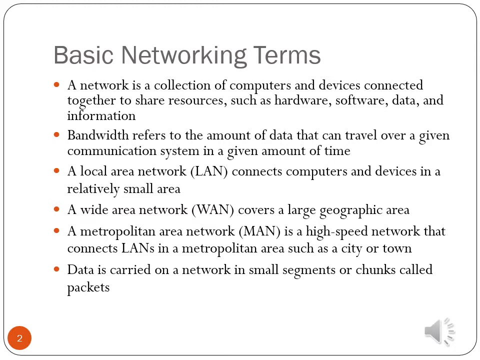WAN means wide area network, and the difference is WANs cover large geographic areas. WANs can be huge. The best example of a WAN is the internet, and the internet covers the entire world. So that's how big that particular wide area network is. It even extends out to the space station. So WANs are really unlimited as far as how big they can be.